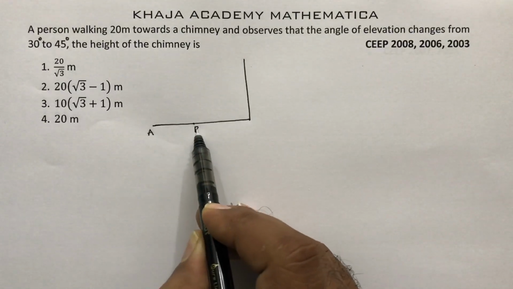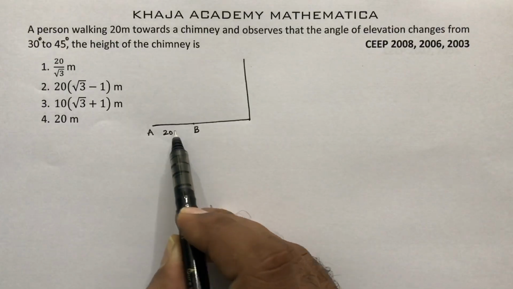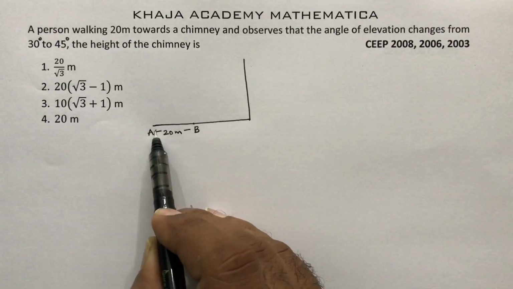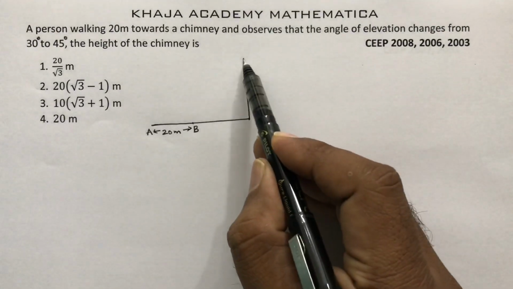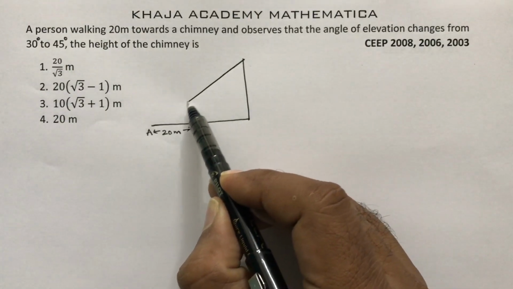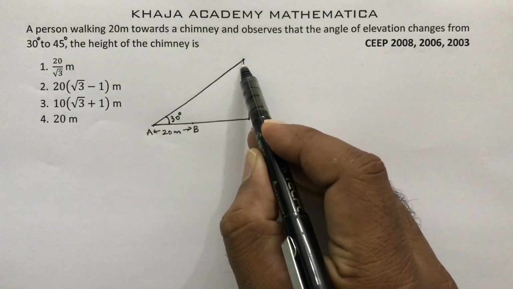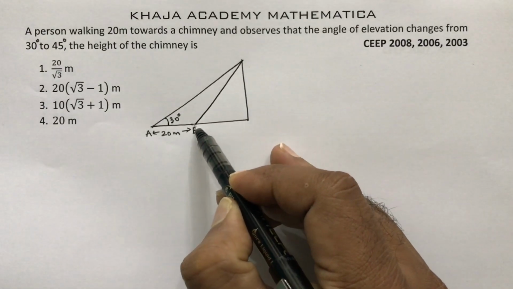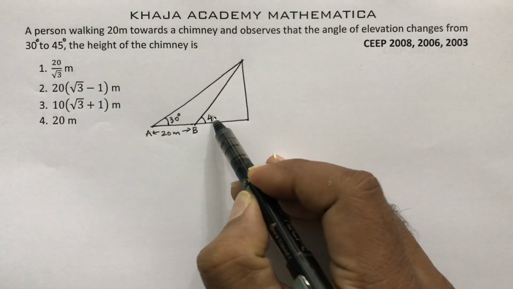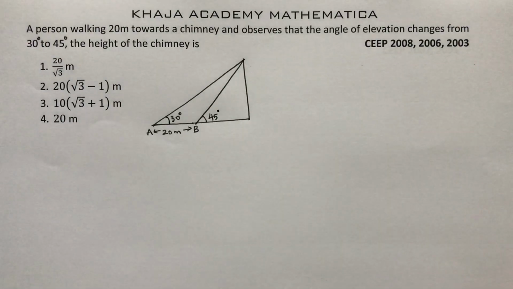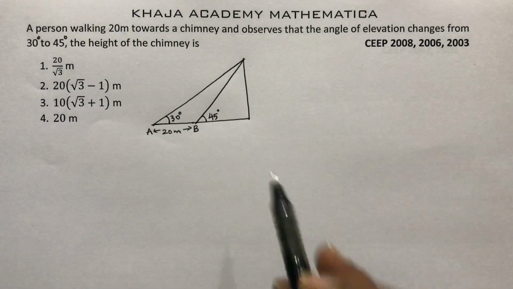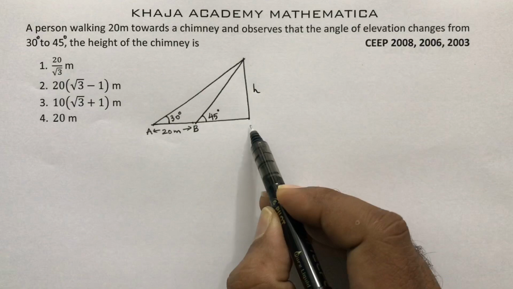Suppose, imagine the starting position is here. When he walked 20 meters, the angle of elevation changes from 30 to 45. It was 30 degrees, but when he moved 20 meters towards the chimney, the angle changes to 45 degrees. Now they are asking, find the height of the chimney. So this we need to find.